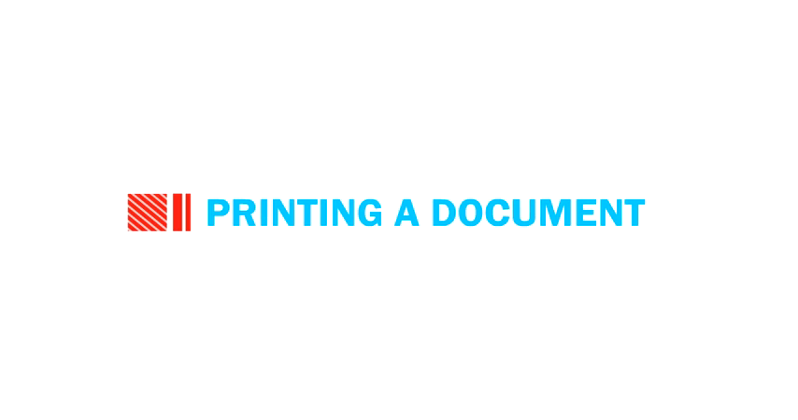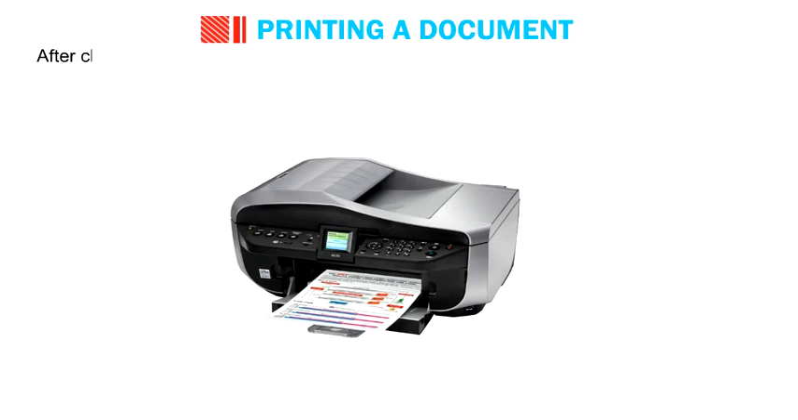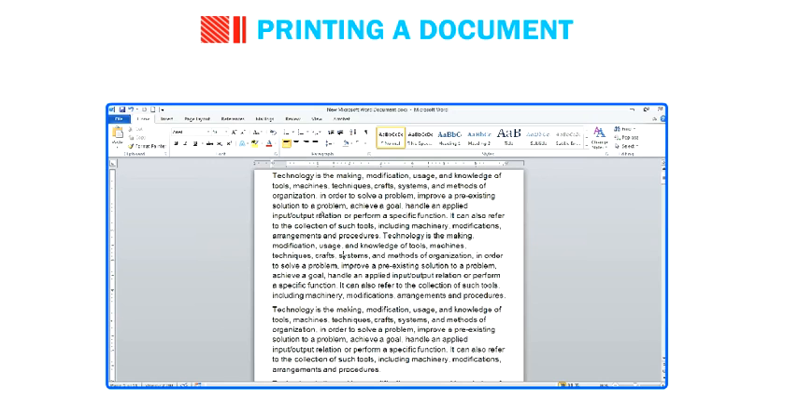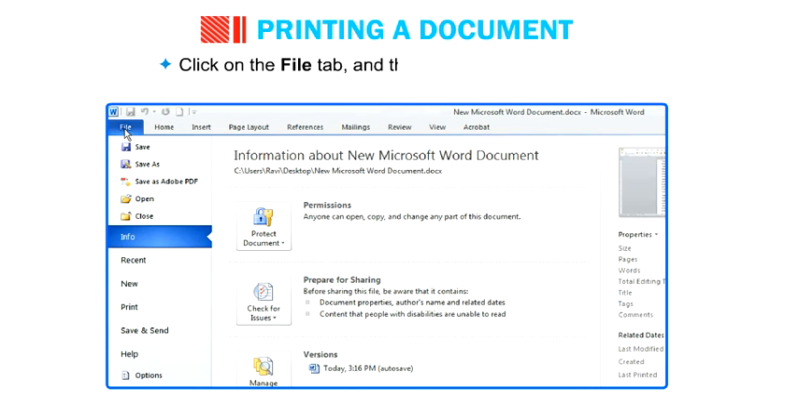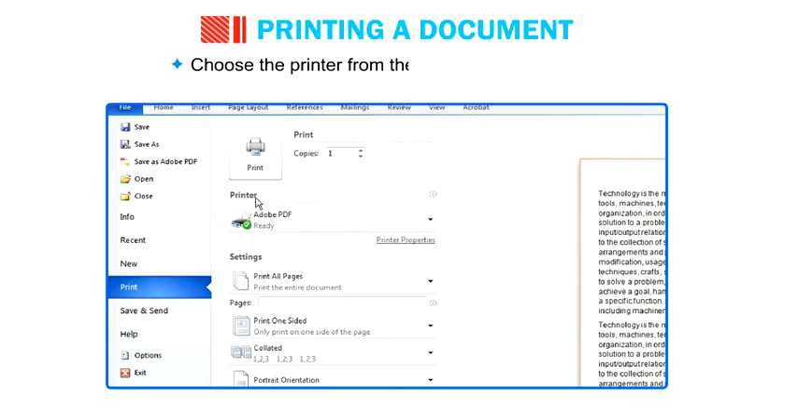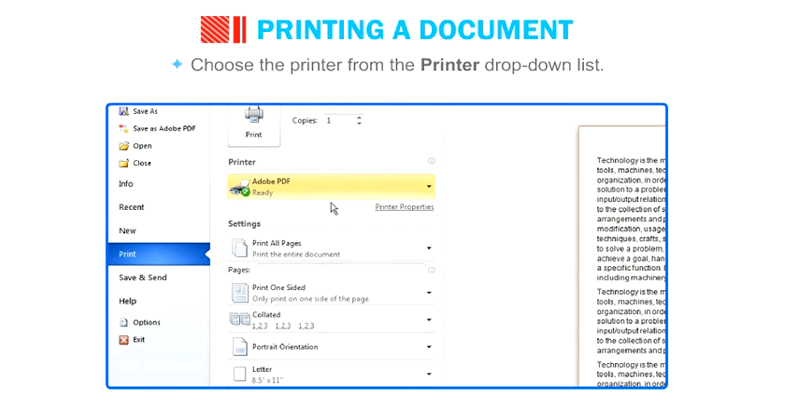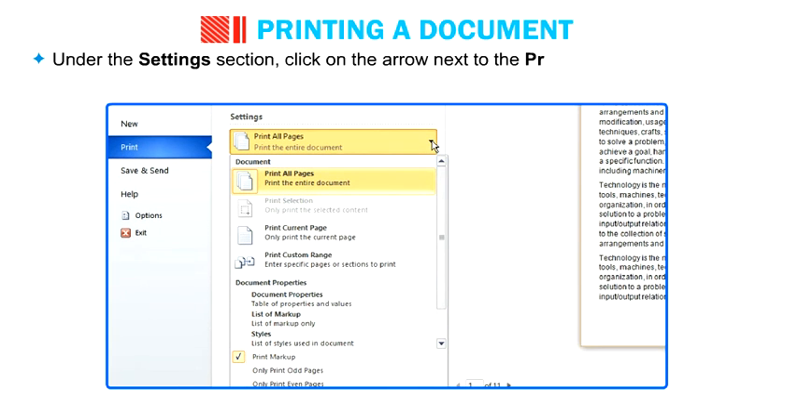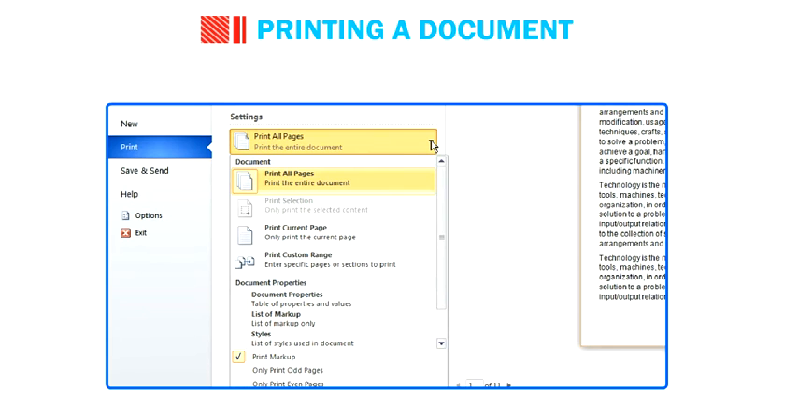Students, now let us learn how to print a document. After checking the preview of the document, you can follow the given steps to print the document. Click on the File tab and then select the Print option. Choose the printer from the Printer drop-down list. Enter the number of copies in the Copies spin box. Under the Settings section, click on the arrow next to the Print All Pages to choose any given option.